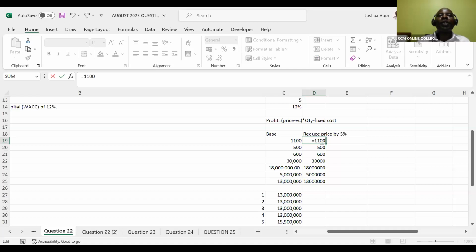Then I continue my journey. If the price is being reduced by 5%, then the new price will be at 95%. So I need to come and say times 0.95. And then I say enter. I have my new profit here. So I simply need to come and change the cash flows.